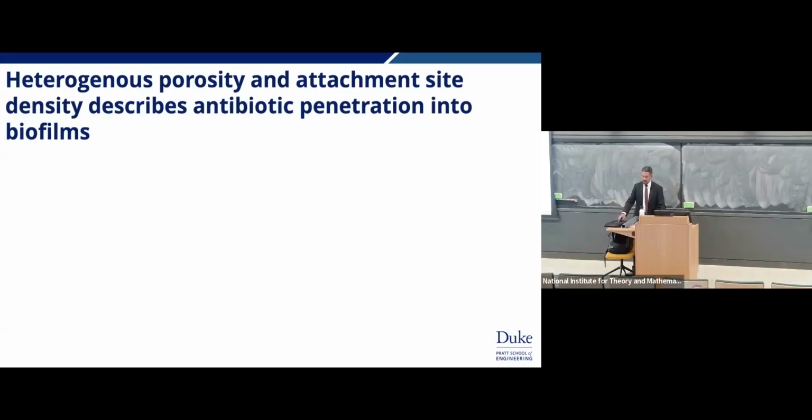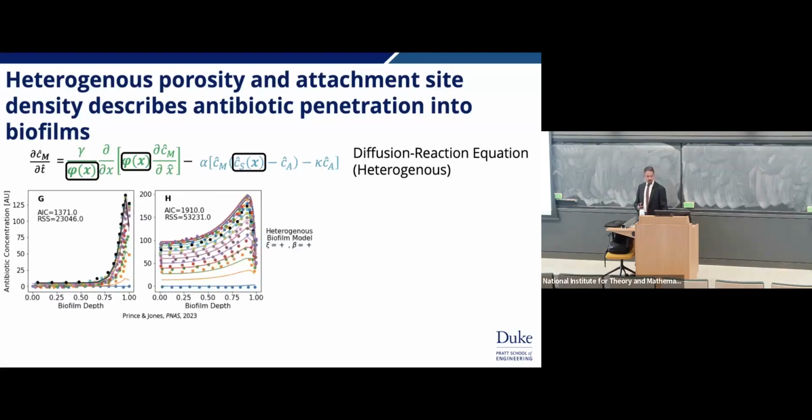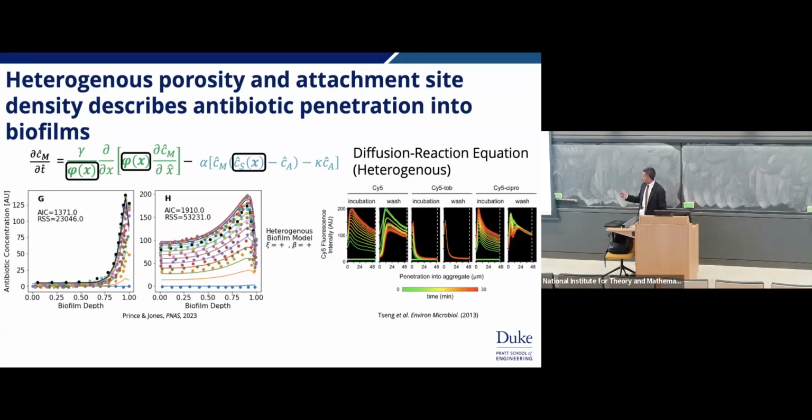So the punchline to this story is that heterogeneous porosity and heterogeneous attachment site density really seem to describe antibiotic penetration. So we ditched the Nernst-Planck term, ditched charge, and really stuck to porous architecture, that's the term in Phi, and a heterogeneous porous architecture as well as a heterogeneous attachment site density. That's where those antibiotics can stick along the biofilm, and it has a spatial dependence. We were able to fit that to data from Bu Zhang's work, where they were tracking tobramycin and ciprofloxacin into Pseudomonas aeruginosa biofilms, and we got our data to fit pretty well.